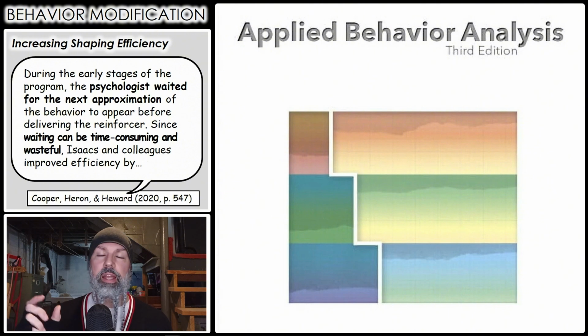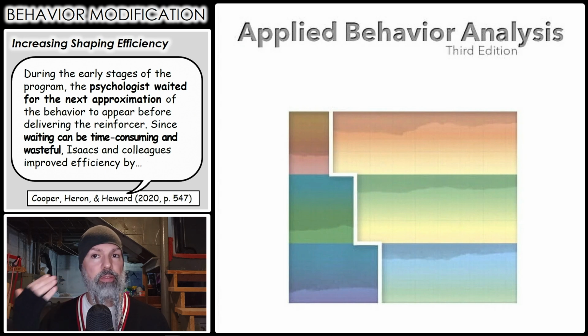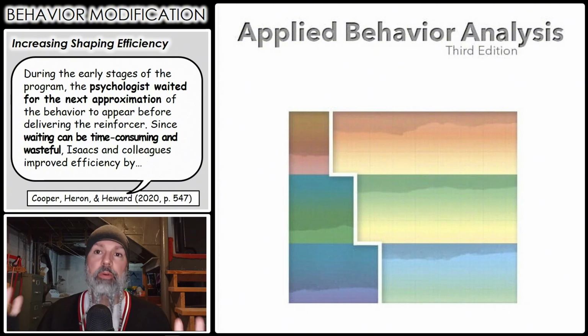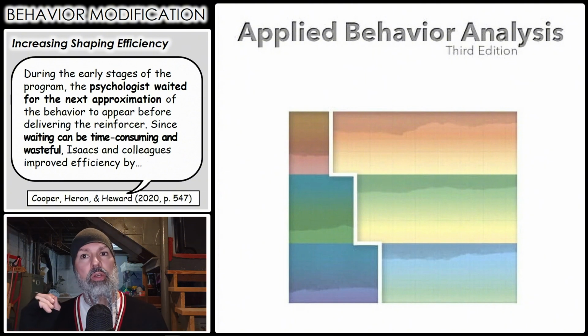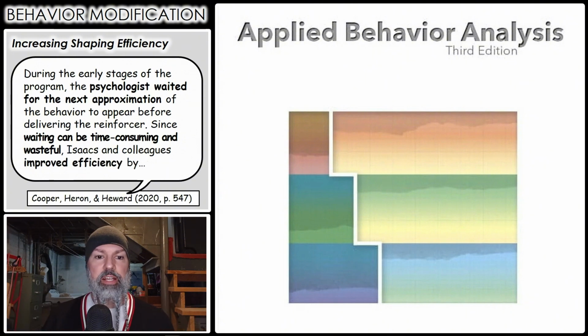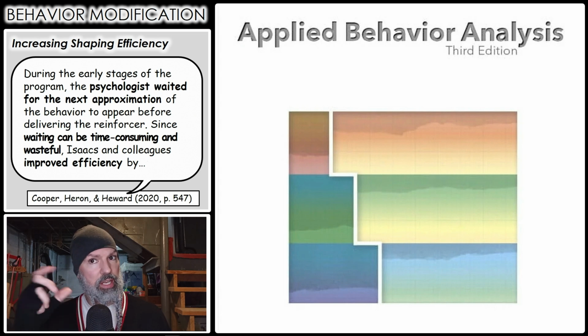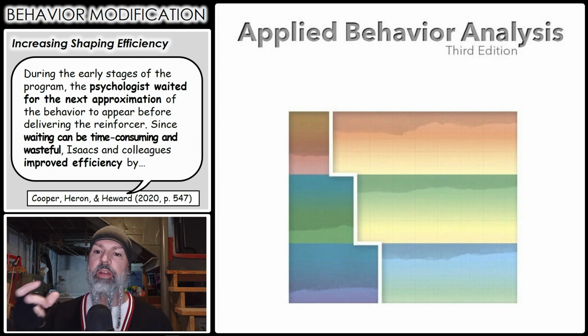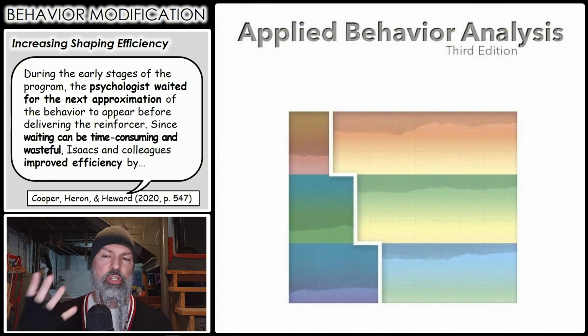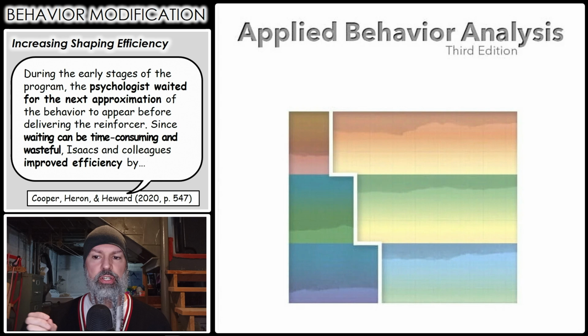However, that waiting can be time consuming, and importantly, it can be wasteful. So if you can make shaping more efficient, that means that you can then move on to training more target behaviors and improving the quality of life, for example, for patient A. So Isaacs and colleagues actually were able to improve their efficiency later on in their treatments by doing various techniques. And we're going to take a look at not necessarily their techniques, but 4 techniques that you can use to improve the efficiency of your shaping.